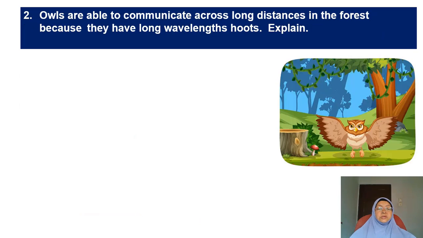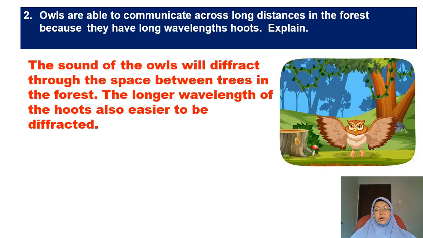Next question. Owls are able to communicate across long distances in the forest because they have long wavelength sounds. Explain. So the sound of the owls will diffract through the spaces between trees in the forest. Remember, forests have many trees, right? So they produce gaps and spaces. The longer the wavelength, the easier it is to be diffracted. So longer wavelength means easy to be diffracted and it can move a long distance.